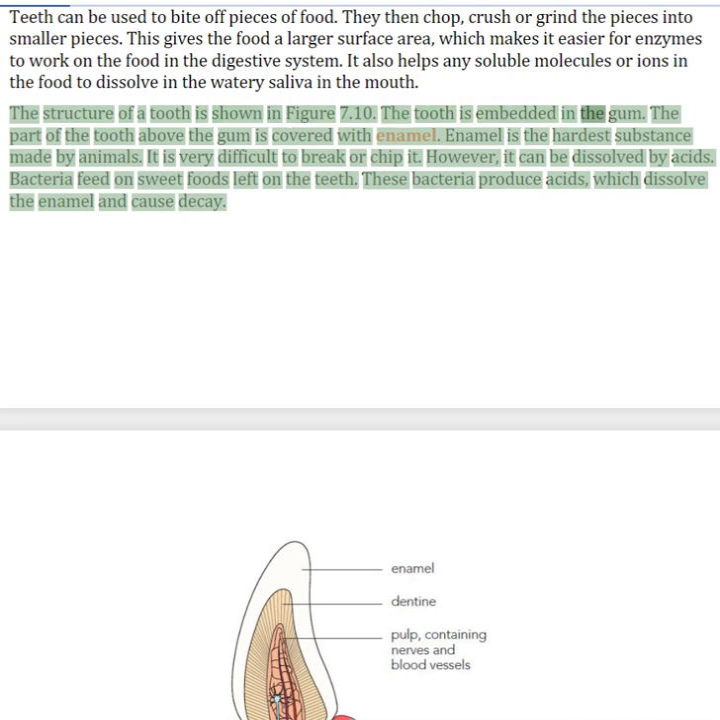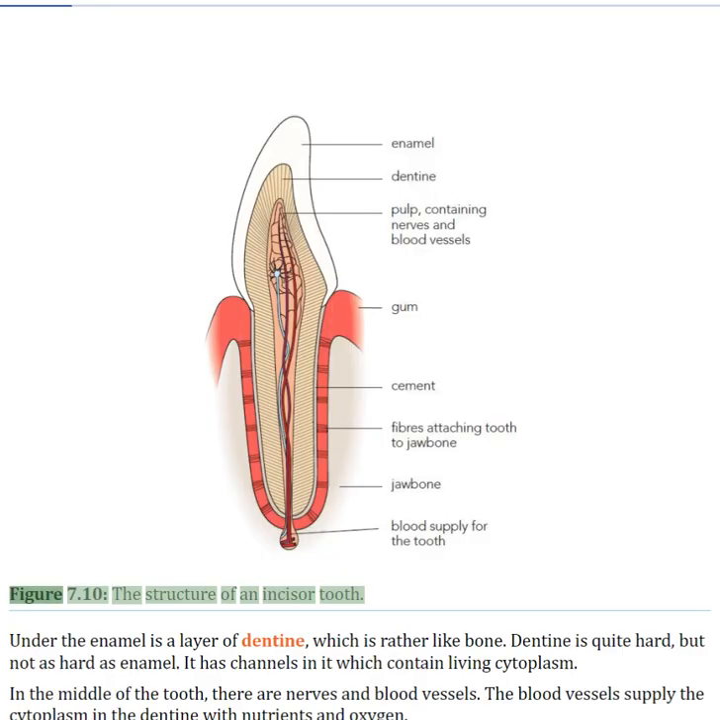The tooth is embedded in the gum. The part of the tooth above the gum is covered with enamel. Enamel is the hardest substance made by animals. It is very difficult to break or chip it. However, it can be dissolved by acids. Bacteria feed on sweet foods left on the teeth. These bacteria produce acids, which dissolve the enamel and cause decay. Figure 7.10, the structure of an incisor tooth.